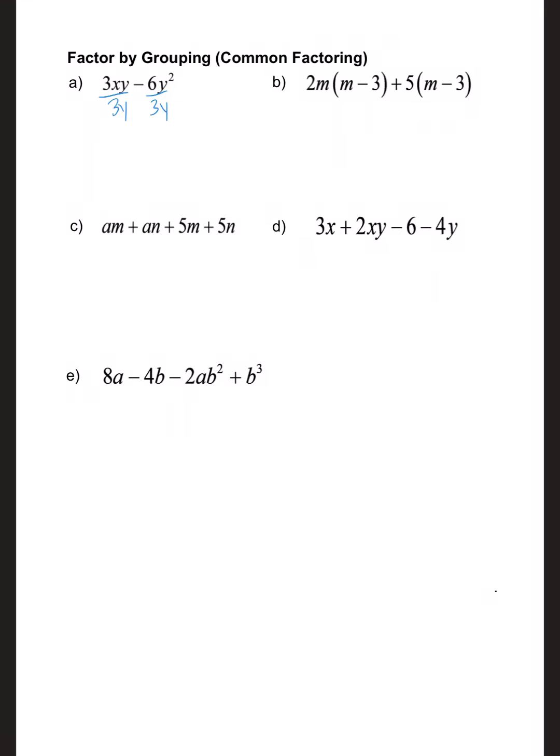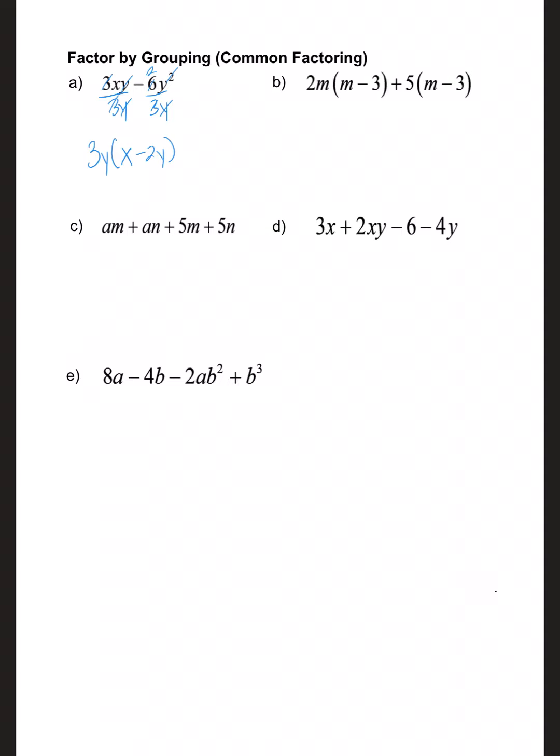So we're going to divide both terms by 3y. 3xy divided by 3y, those cancel. We're left with x. 6y squared divided by 3y, well, those go to 2. And we're left with just 2y.